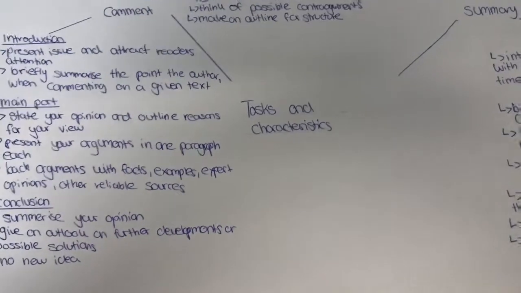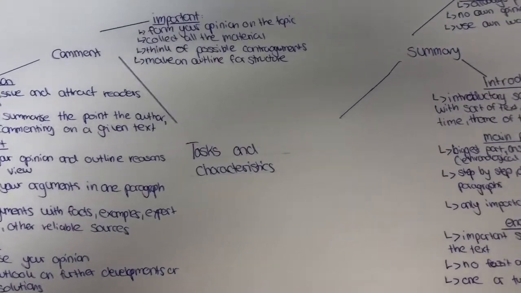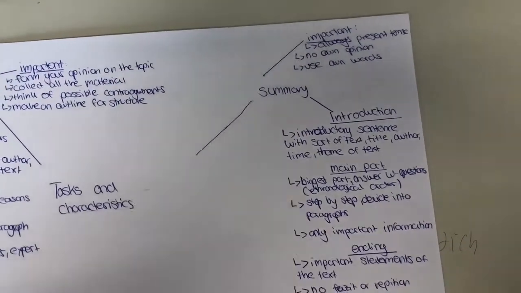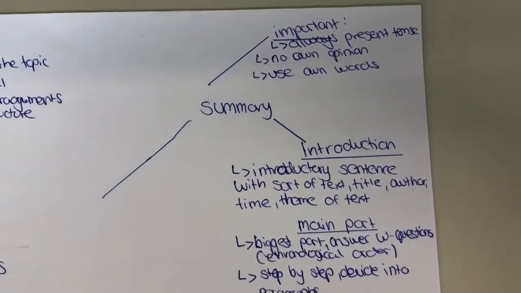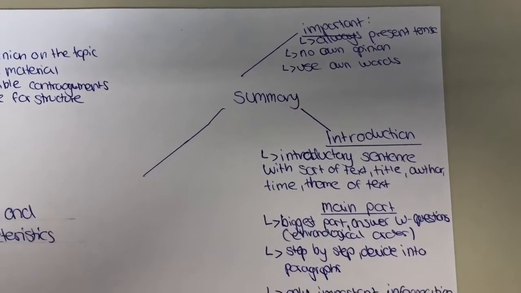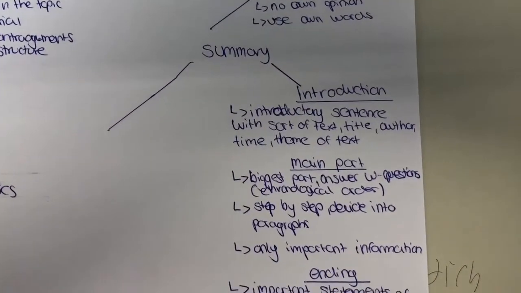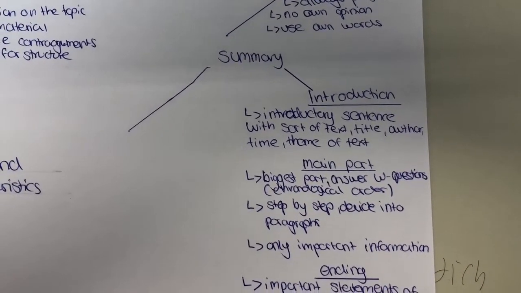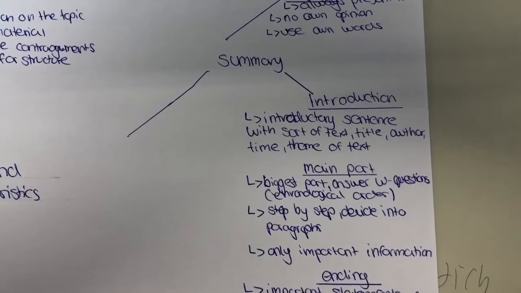The second big topic is about tasks and their characteristics. First of all, we have the summary. At the beginning, you need to write an introductory sentence with all the important information like source of the text, title, author, time, and theme of the text. Next thing you are requested to do is to sum up the gist. You write in a chronological order, so step by step.